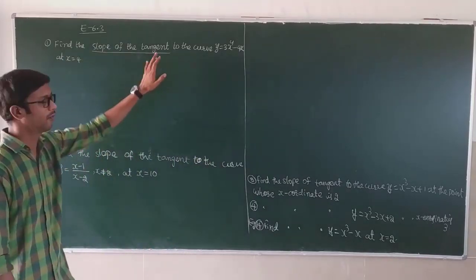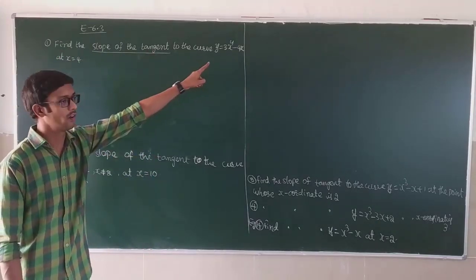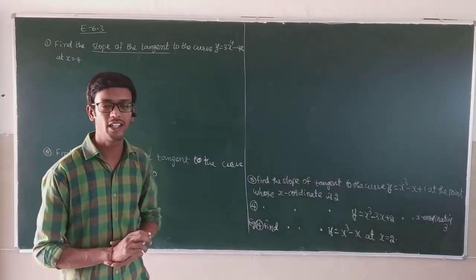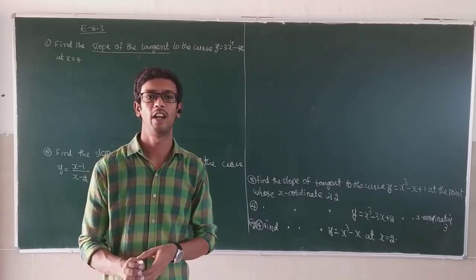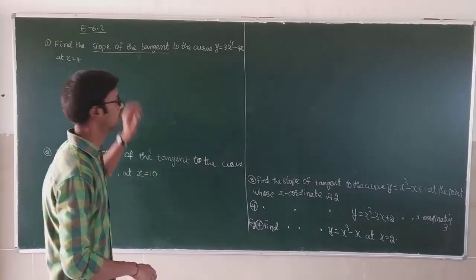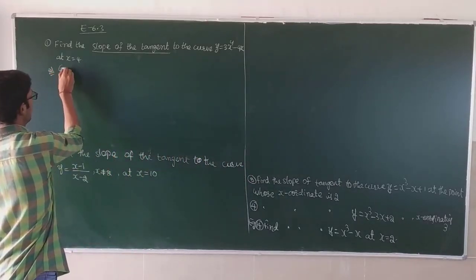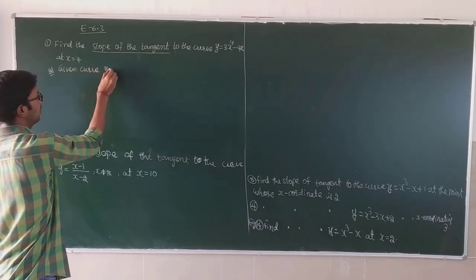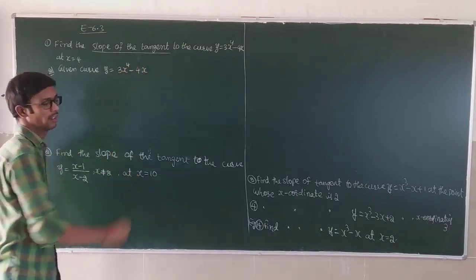Find the slope of the tangent to the curve at the point x equal to 4. The slope of the tangent is nothing but dy by dx. y is the curve. When the point is asked, you just have to substitute the point. So, the given curve is y is equal to 3x power 4 minus 4x.